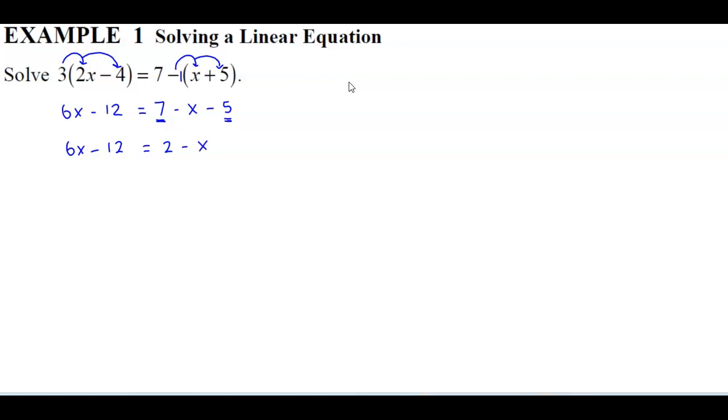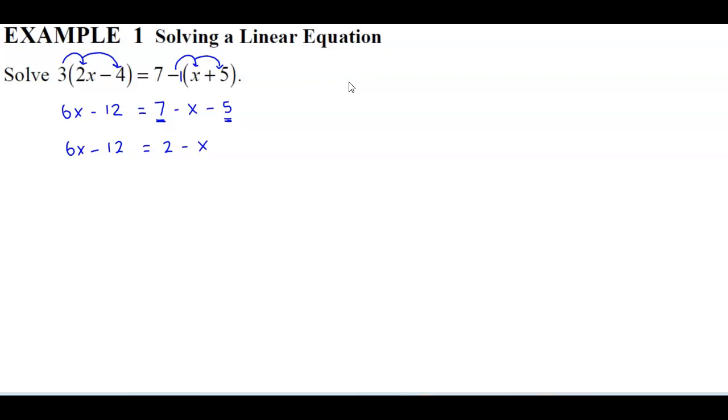Okay? Now, the next thing that we want to do is isolate the variable because that's what we want to solve for. So you can either isolate the x on the left side of the equation or on the right side of the equation. It doesn't matter which direction you go as long as you have the correct signs.